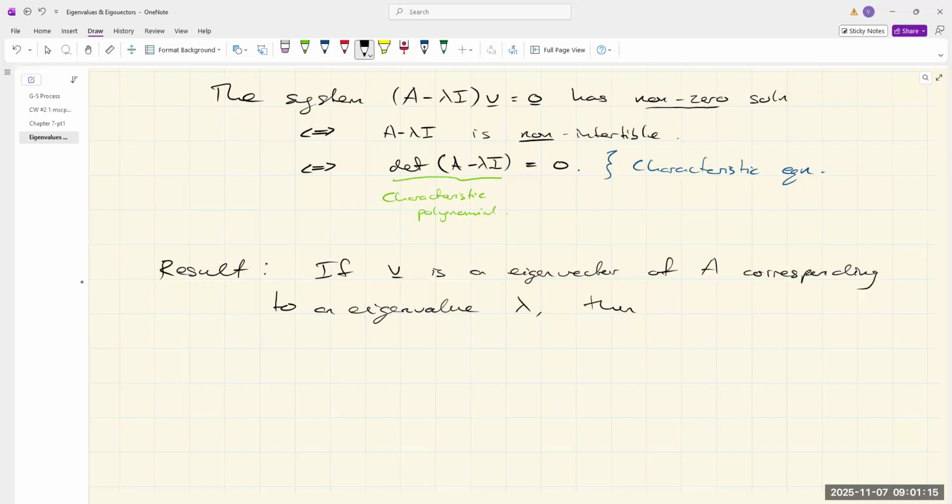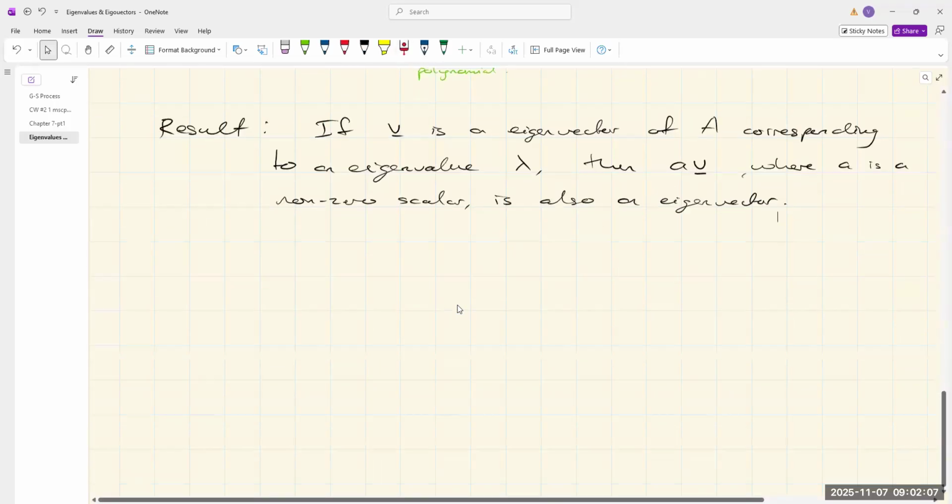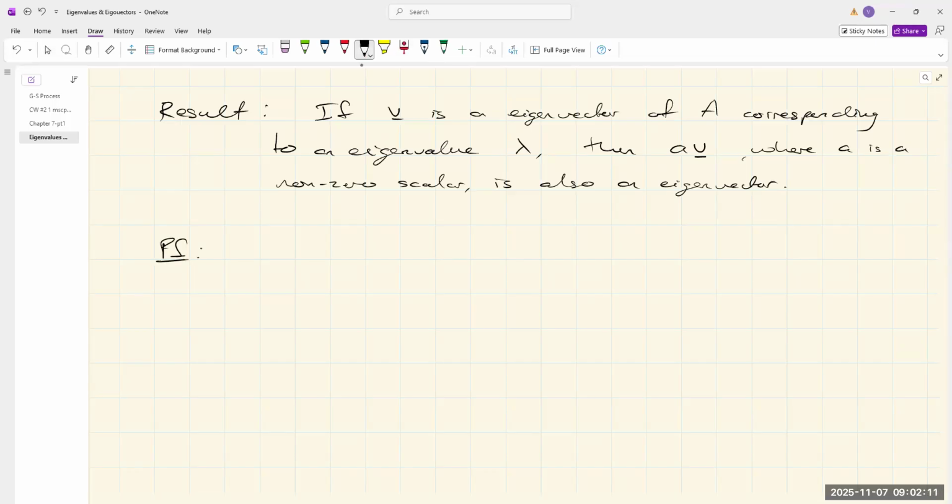Then, what letter do I want? I don't want to scare you all with another Greek letter. Okay, let's do a. Then a times V, where a is a non-zero scalar, is also an eigenvector. So I'm saying if you have a vector V that's an eigenvector, then any multiple of V is also an eigenvector. And the proof of this is very easy. It's a one-line proof.